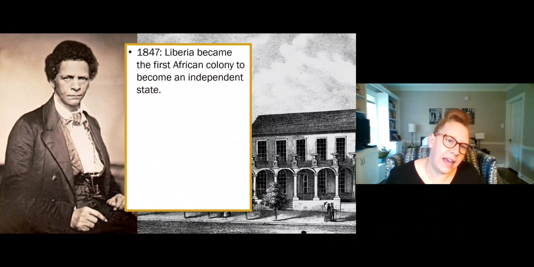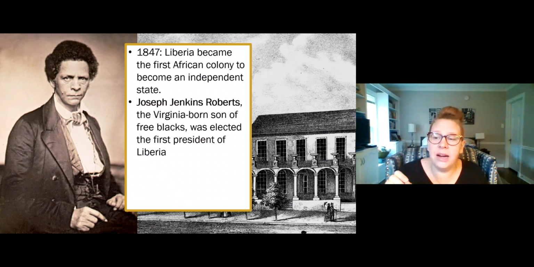So in 1847, partially because they couldn't keep any white people alive, Liberia became the first African colony to become an independent state. So during this time period, actually, the only two independent states were Ethiopia, which was never colonized officially, and Liberia. Liberia is the only American settlement or toehold really in Africa.